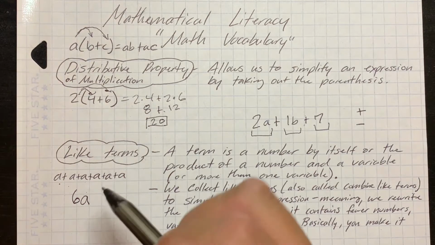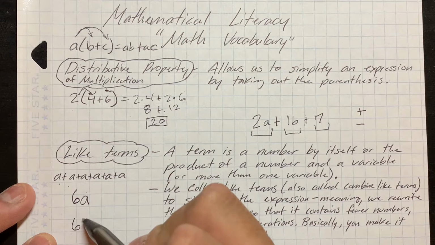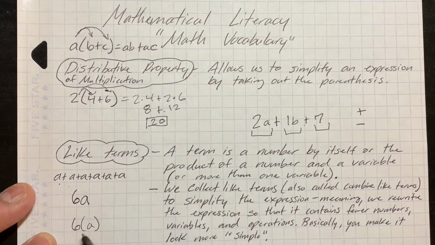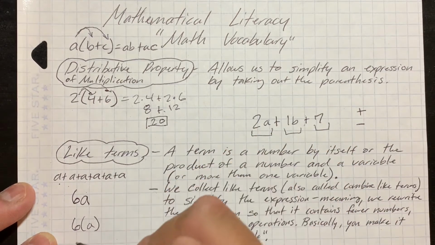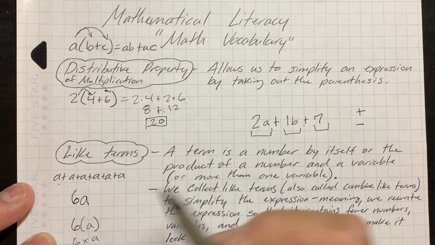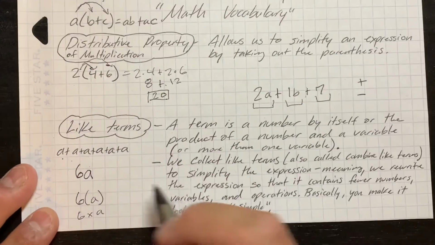So what this means is that we multiply those 6 apples to state that there's 6 of them. So this is all the same. These are all like terms.